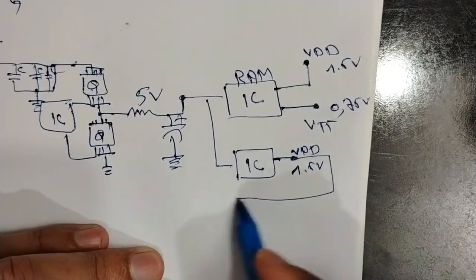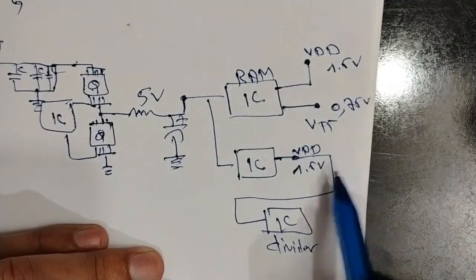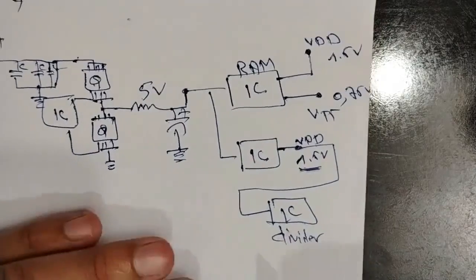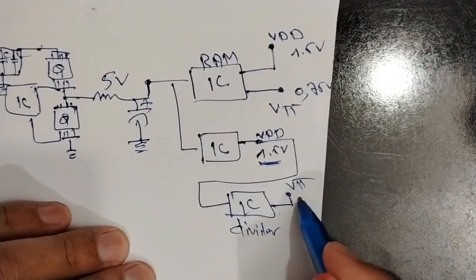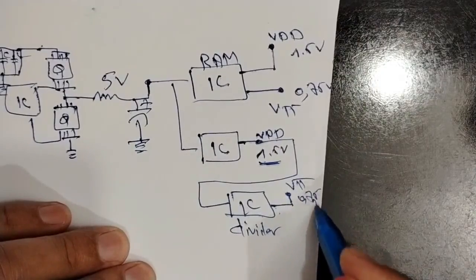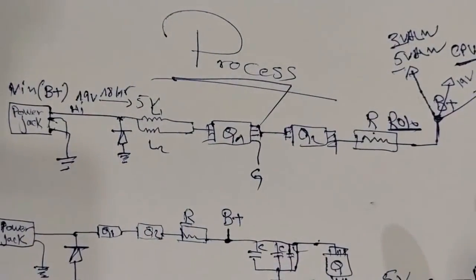This VDD, my friends, will be applied to another IC. We call it the divider. It will divide 1.5 volts to generate what? The VTT, 0.75 volt. So this is how things work in the motherboards. I hope that you understand.